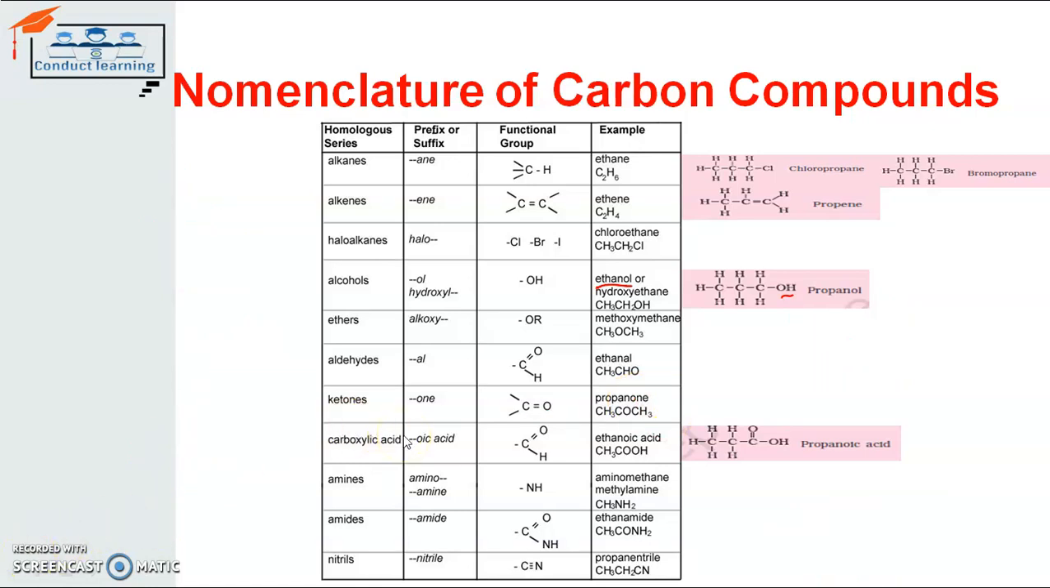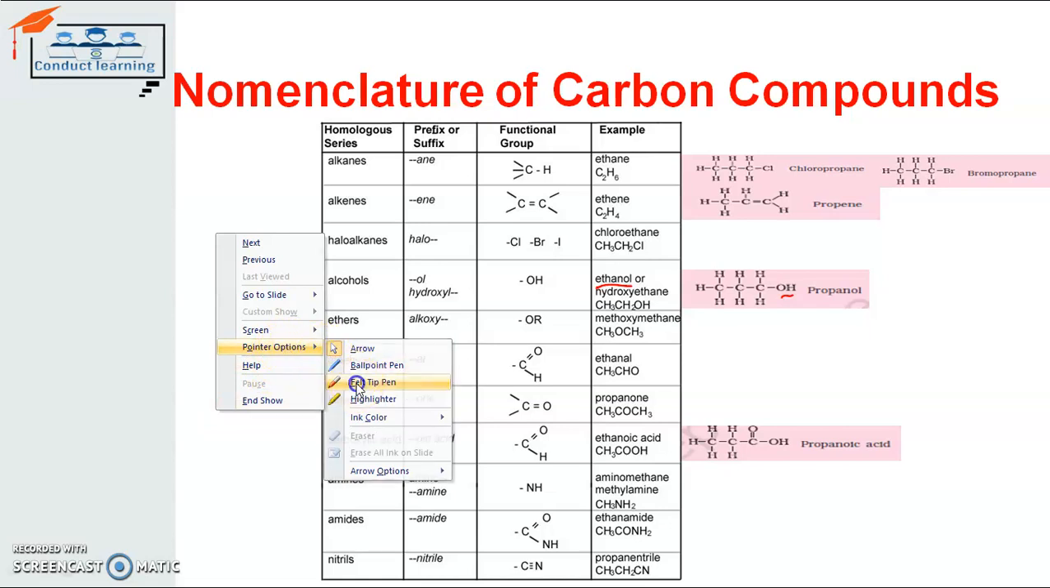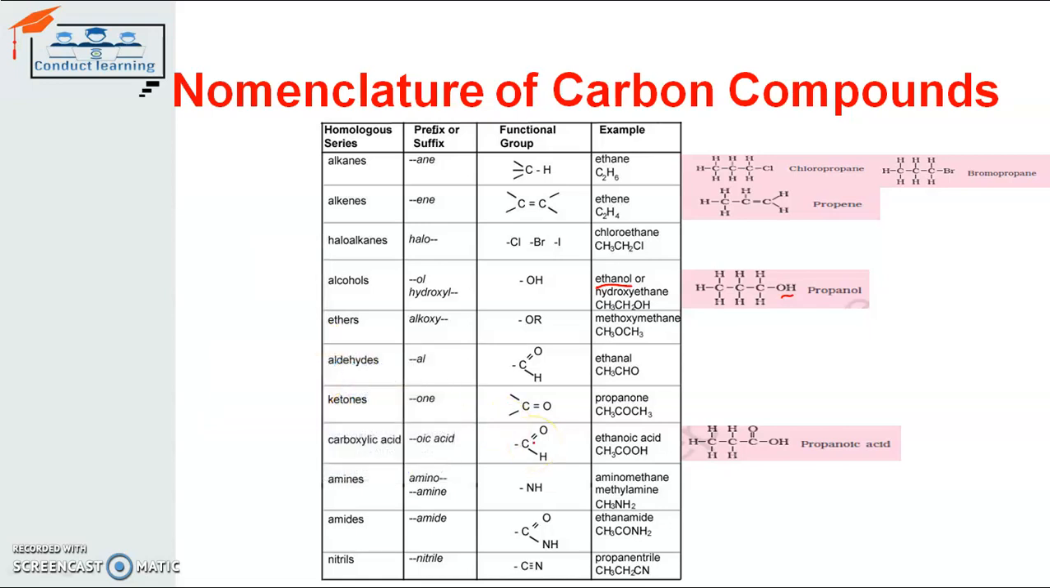Now the next example is for carboxylic acid, and the suffix for it is oic, and the functional group for it is COOH, and it is presented there. So accordingly the example taken is ethanoic acid. In ethanoic acid, as the name suggests, ethane, it has 2 carbon atoms. So 1 carbon atom is already there in the functional group. We need 1 more carbon atom.